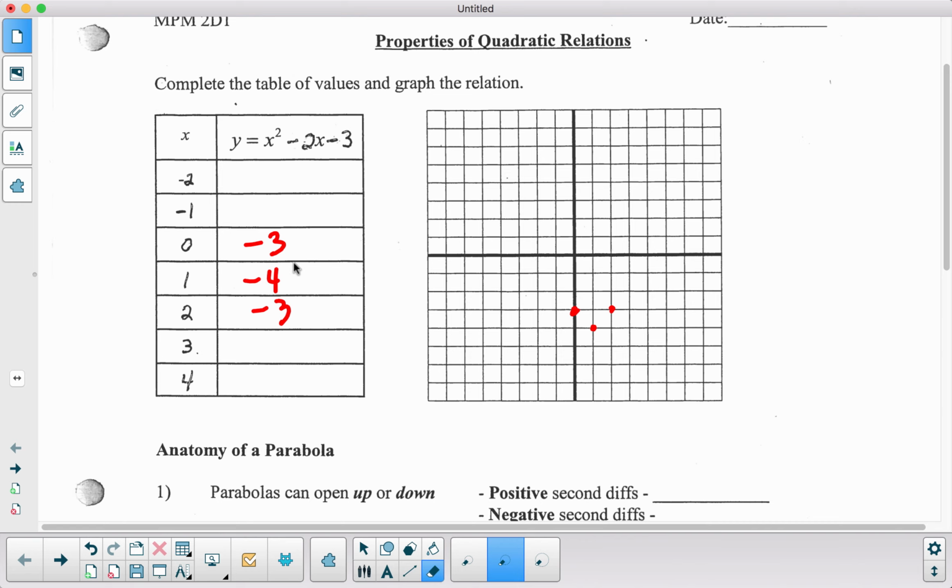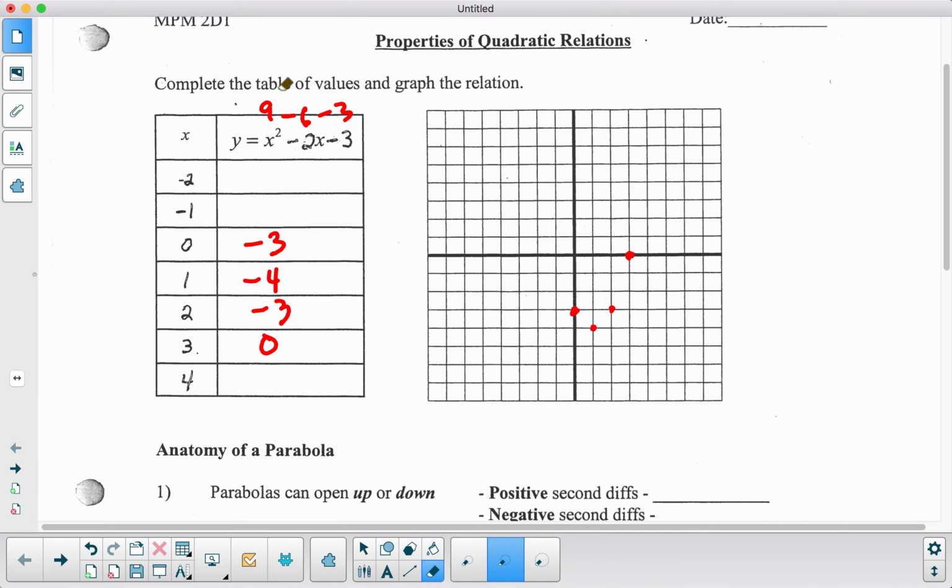Okay, the next point is when x is 3. So y equals, when x is 3, 3 times 3 is 9, minus 2 times 3 is 6, minus 3. So here we go. 9 minus 6 is 3, minus 3 is 0. So when x equals 3, y equals 0. So here we go. x is 3, 1, 2, 3, and y equals 0 right there.